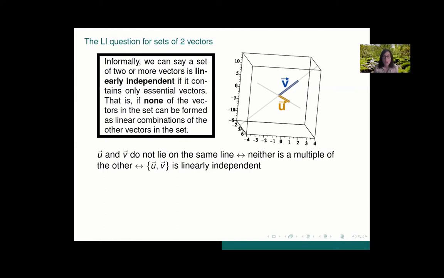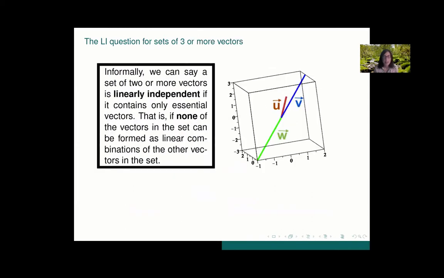Summarizing, U and V do not lie on the same line, which means neither is a scalar multiple of the other. This means that the set UV is linearly independent. Be careful here. With only two vectors, writing one vector as a linear combination of the others means writing that vector as a scalar multiple of the only other vector in the set. As our sets get larger, linear combinations will not have to be scalar multiples. This characterization is specific to sets of two vectors, but it's still worth remembering.